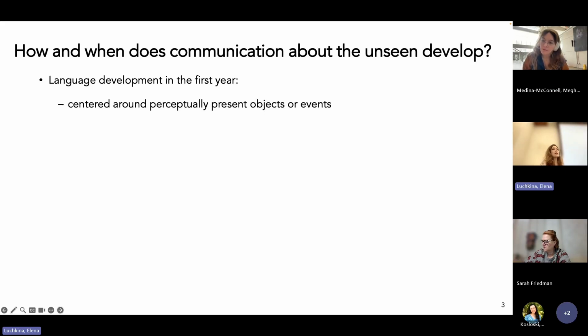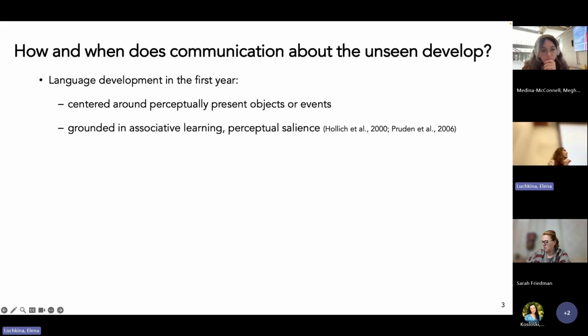So in the first year, language learning tends to be centered around perceptually available things, like perceptually present objects or observable events. And that's in parents' speech, it's everywhere. So we know that infants start off knowing words for objects around them, like a cat, a dog, a truck, etc. And parents also make most effort in labeling those kinds of objects or observable events.